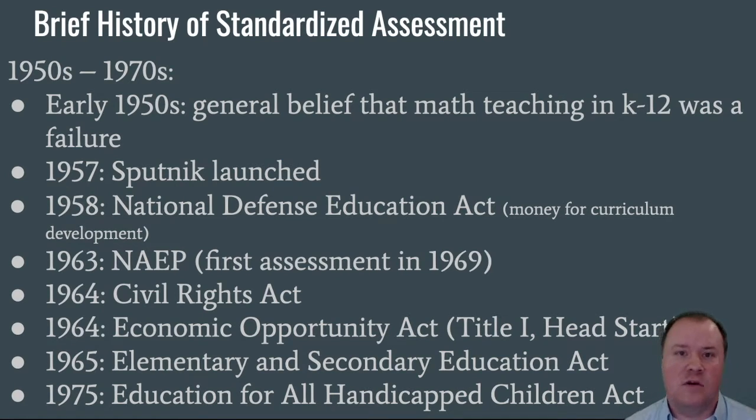In 1963, NAEP was established, and the first assessment was in 1969. NAEP is the National Assessment of Educational Progress, whose goal is to provide a description of what students know in the United States. In 1964, the Civil Rights Act was put into law. We also had the Economic Opportunity Act, which established Title I funds and Head Start. Then in 1965, the Elementary and Secondary Education Act, and in 1975, the Education for All Handicapped Children Act.